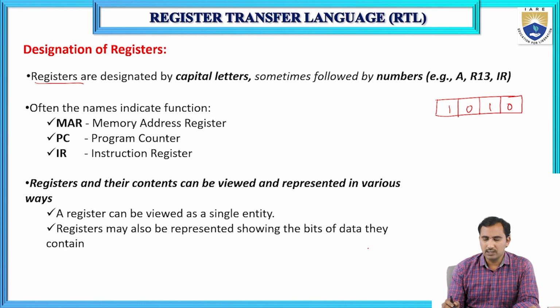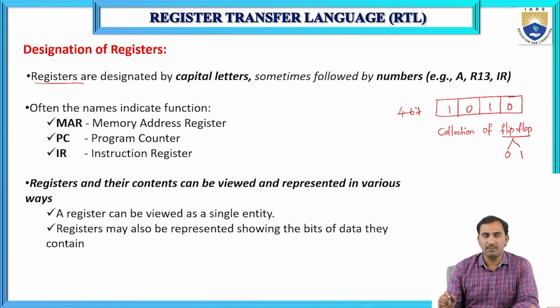A register is nothing but a collection of flip flops. So what is a flip flop? A flip flop is a single storage device, a single-bit storage device. That means using a flip flop, we can store either 0 or 1. In a 4-bit register, we have 4 flip flops, so that we are able to store 4 values. So those are the registers.